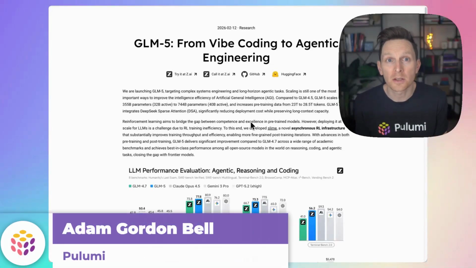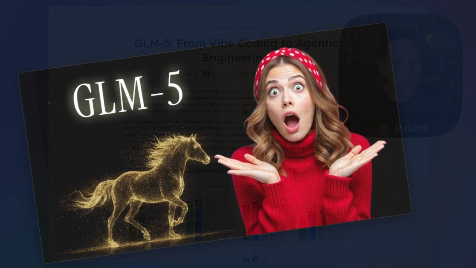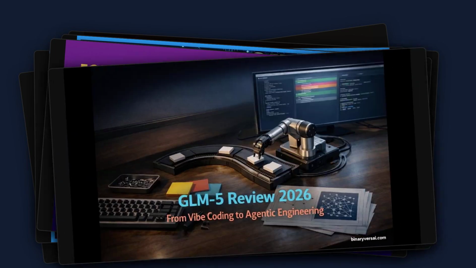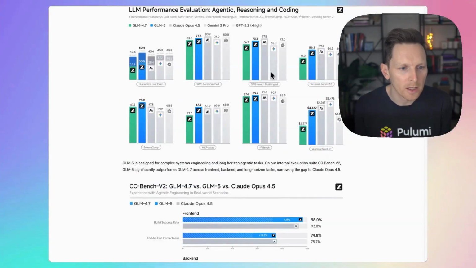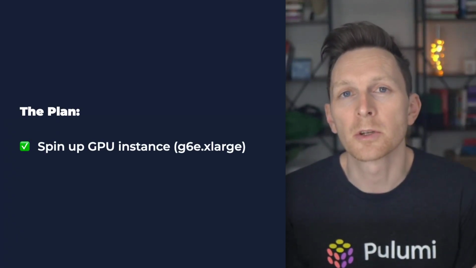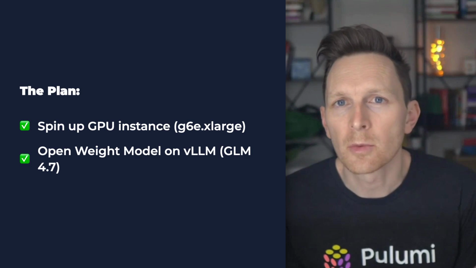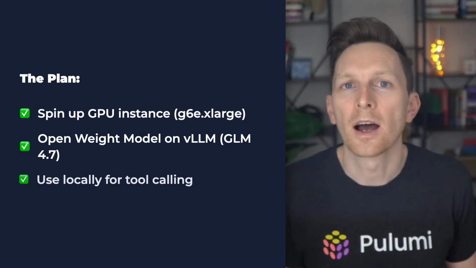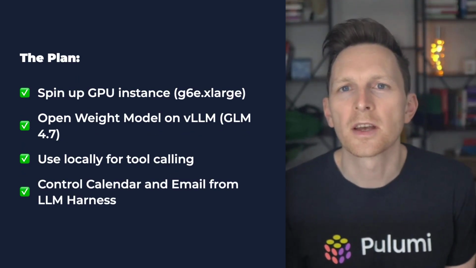There's a lot of buzz going on right now with these GLM models. These are open weight models designed for agentic coding, and they do very well in the benchmarks. I'm going to spin up some infrastructure using Pulumi and run GLM-4.7 Flash on it so that I can test it out, see how it works agentically, see how I can get some tool calls happening.